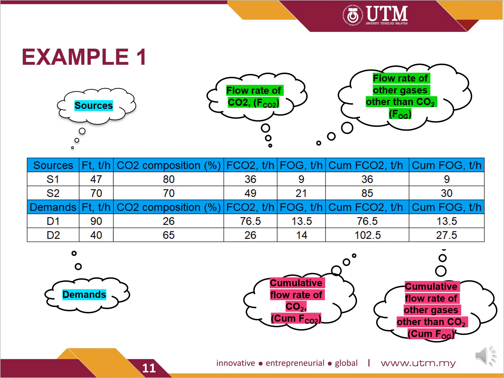Here come two quick examples. As mentioned in step 1, the sources are identified while the demands are planned. The data required for both source and demand are as shown in the table. The cumulative value is obtained in step 2, where the value is added to the previous flow rate. For example, the flow rate of source 1 is 36 and the flow rate of source 2 is 49. If we add both values, the result is 89. The same goes for the demand side to obtain the cumulative value. So, these two cumulative values will later be used to plot the source and demand curve, SDC.